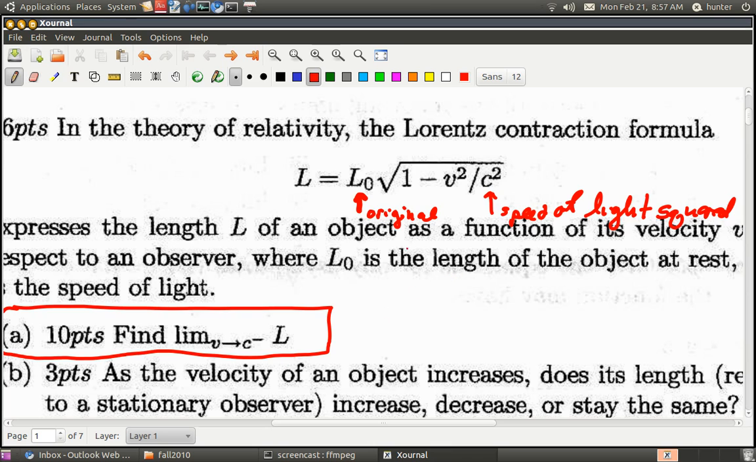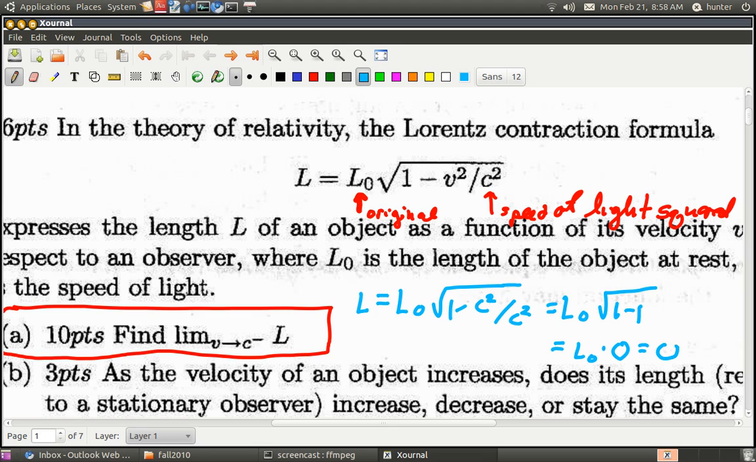Alright, well, remember that our favorite way to evaluate a limit is just to plug in whenever possible. And there's actually no reason not to plug in right here. So if you just plug c into this formula, you get that L is equal to L0, whatever that is, times the square root of 1 minus c squared divided by c squared. And so what is that? That's L0 times the square root of 1 minus 1, which is L0 times 0, equals 0.